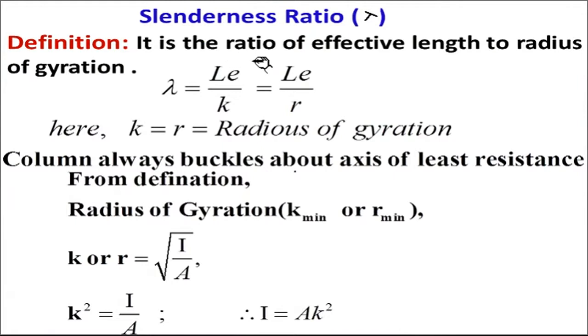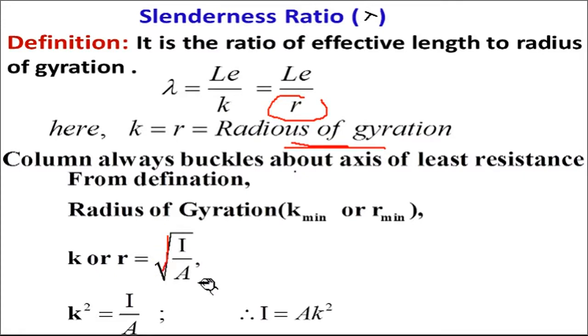Now slenderness ratio lambda. So what is slenderness ratio? It is the ratio of effective length to the radius of gyration. Radius of gyration is denoted by the letter K or R. That is called radius of gyration, or gyration. You can pronounce it in any way. But here slenderness ratio lambda is L_e by K, effective length by radius of gyration. And radius of gyration is calculated using the formula under root of I by A.